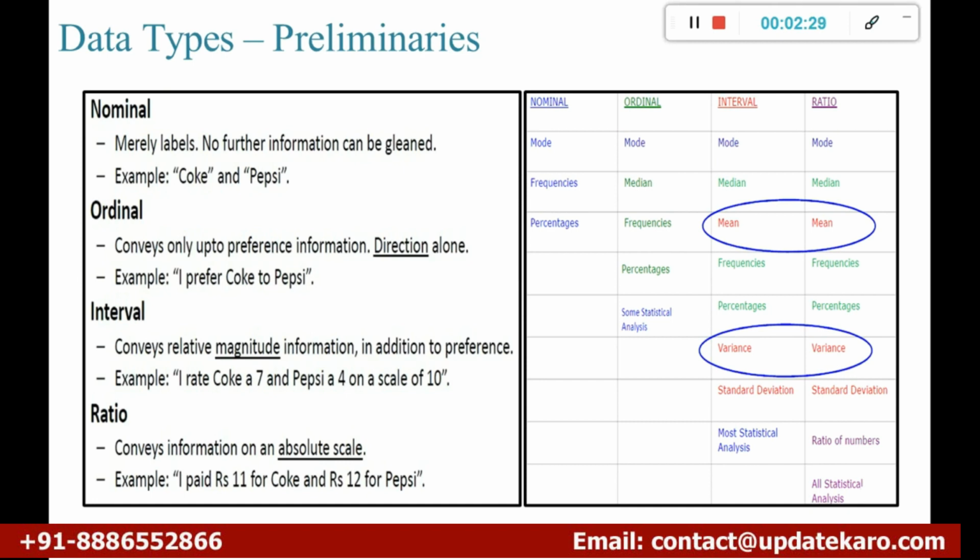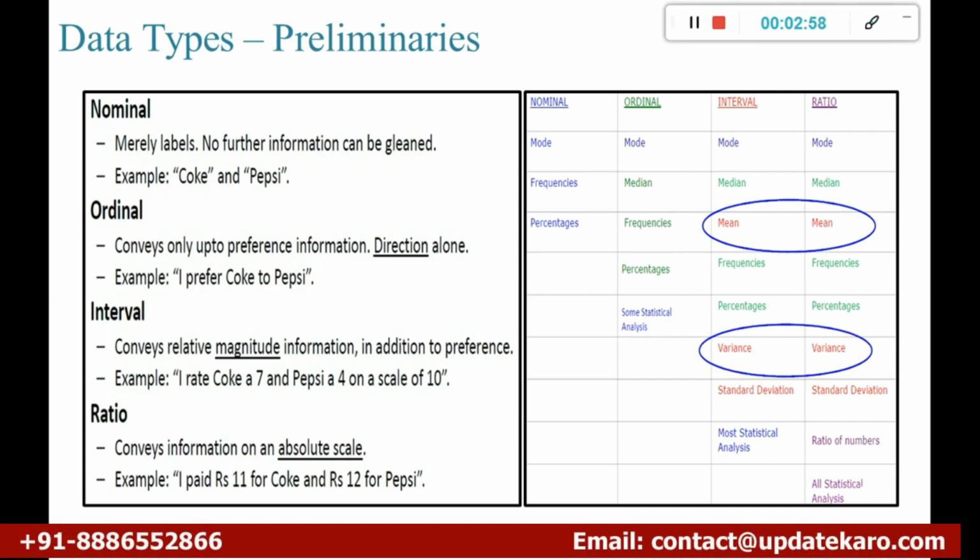So what is nominal data? Nominal data is something which are merely labels. Like Pranav Gandhi is a label, or Sachin Tendulkar is a label. These are just names. You cannot find out further information about these names.